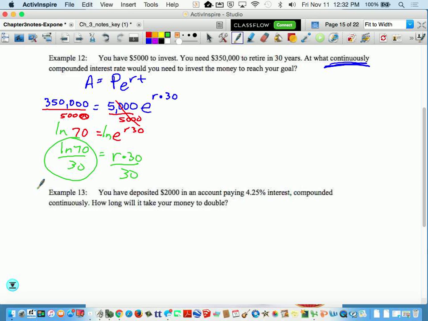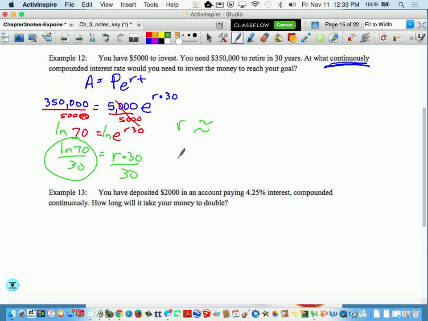Now, this is an application problem. Nobody knows what ln of 70 divided by 30 is. If somebody said, you walk into a bank and they say ln of 70 divided by 30 is your interest rate, you probably sock them in the neck and say, I don't know what that is, right? In application problems, you must give me the approximation.